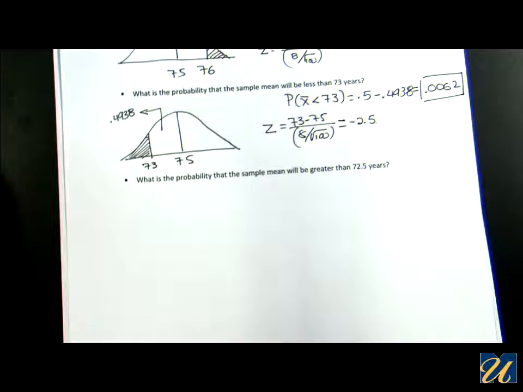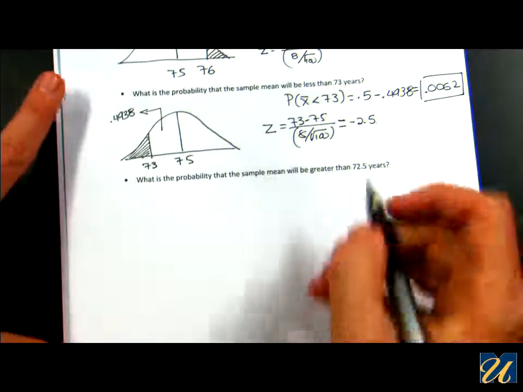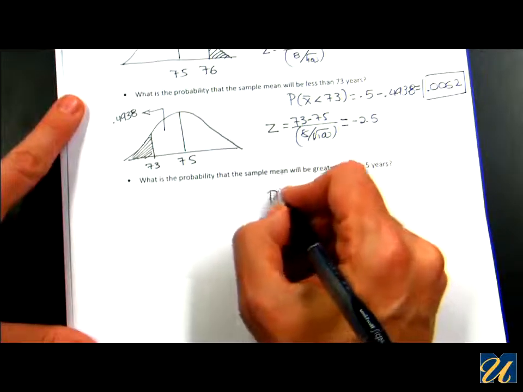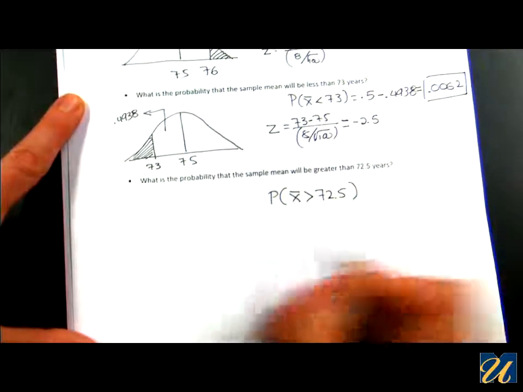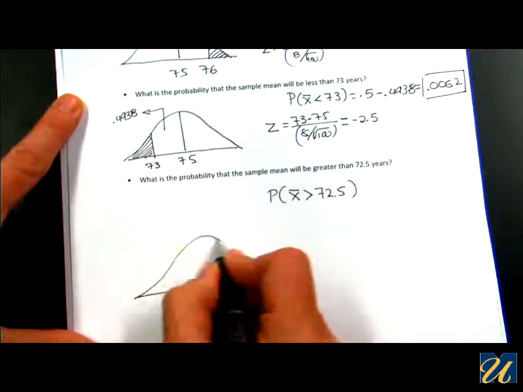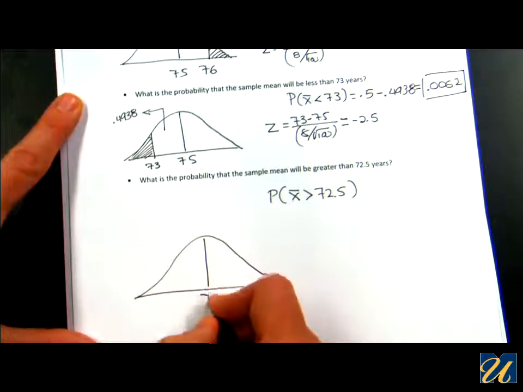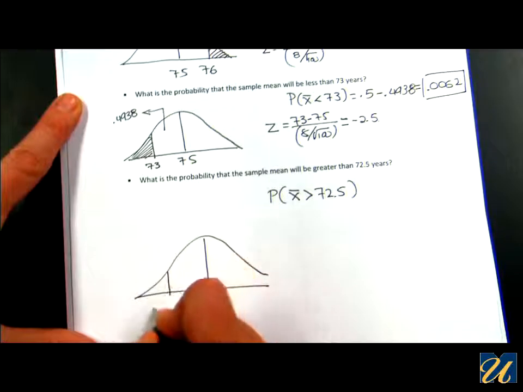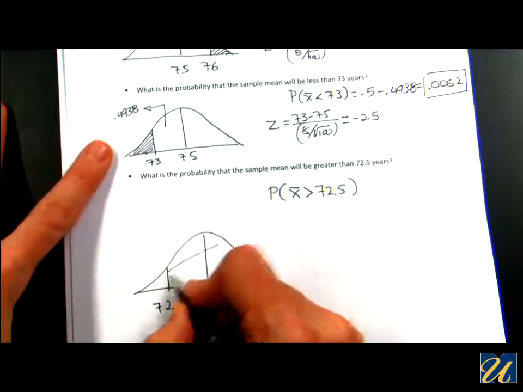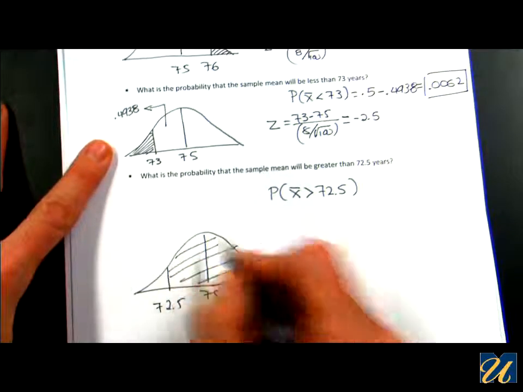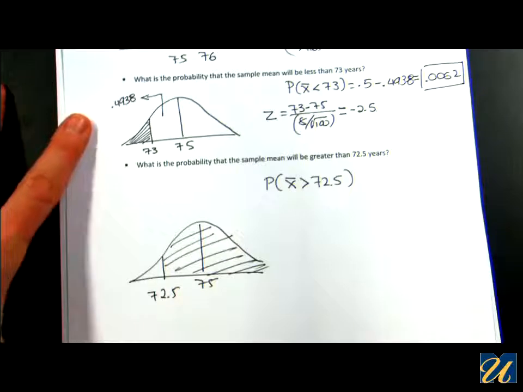What is the probability that the sample mean will be greater than 72.5 years? So I'm looking for the probability of x bar to be greater than 72.5. We draw the normal curve. Once again, mu x bar is 75. 72.5 is to the left of the mean because it's less than the mean. I'm looking for an area where x bar is greater than 72.5. That means I'm looking for the whole area to the right.